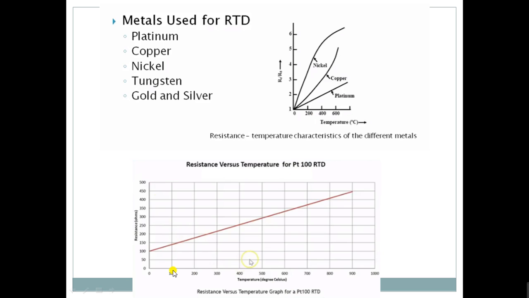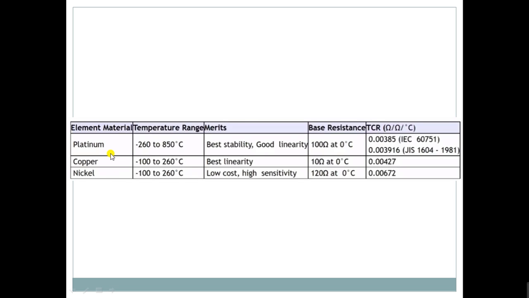Here is the resistance versus temperature graph of PT100. This is a linear curve because we are using a platinum device. These are the comparison table of platinum, copper and nickel. The base resistance in platinum at 0 degree Celsius is 100 ohm. For copper at 0 degree Celsius it is 10 ohm. In nickel at 0 degree Celsius it is 120 ohm. Comparing all, platinum gives the best stability and good linearity, and it can also be used in a wide range of values.